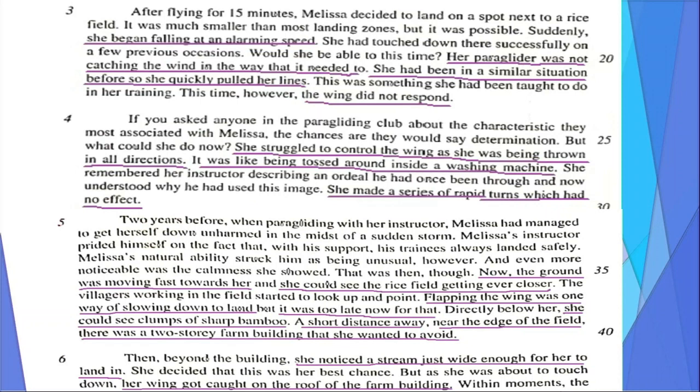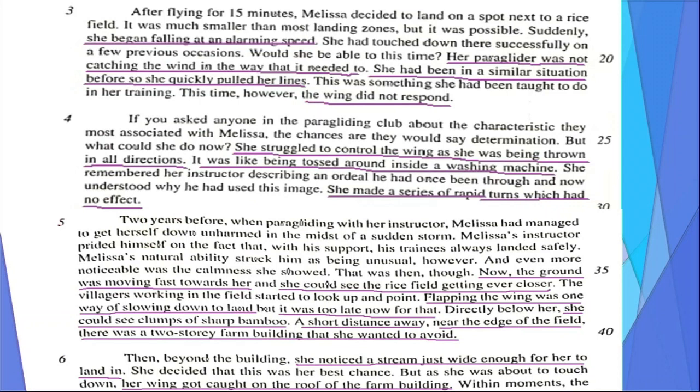That was then though. Now, the ground was moving fast towards her and she could see the rice field getting ever closer. That sounds like a problem, like she's falling down very fast and the ground looks like it was moving towards her. So let's underline that. The villagers working in the field started to look up and point. That is not a problem or not something that she did.